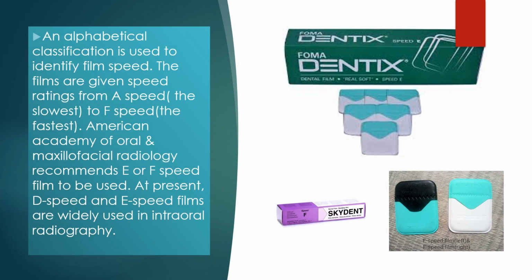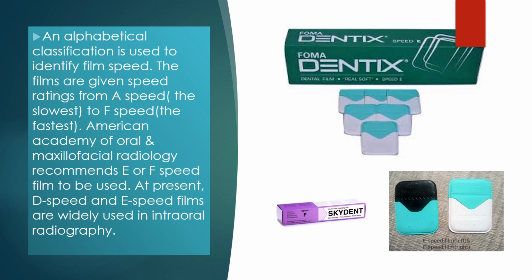Now the next slide. An alphabetical classification is used to identify film speed. The films are given speed ratings from A speed to F speed. A speed is the slowest and F speed is the fastest. The American Academy of Oral and Maxillofacial Radiology recommends E or F speed film to be used.